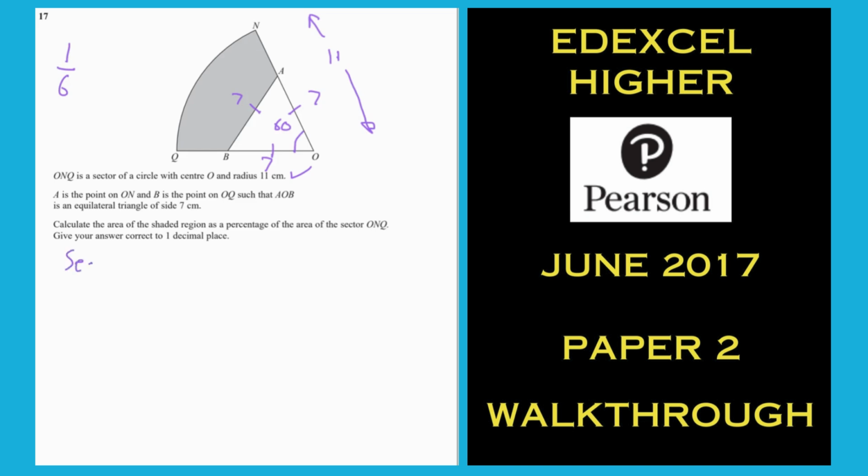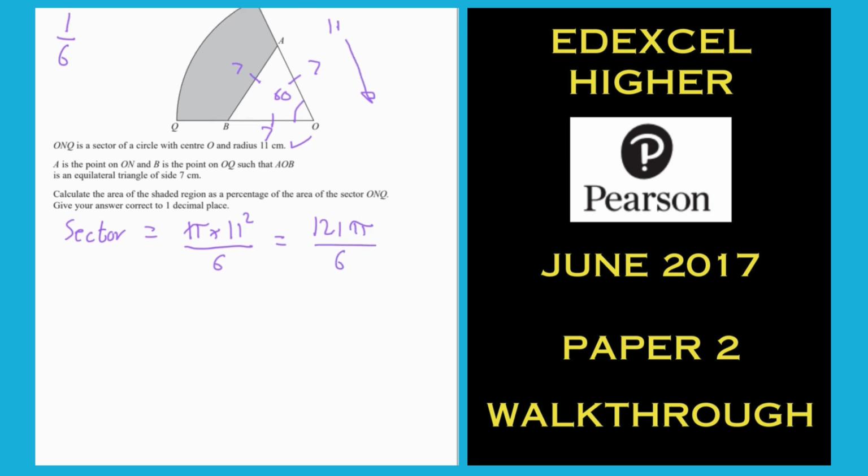Let's do the sector as a whole. So the sector as a whole is pi times the radius squared, but it's a sixth of a circle, so it's over 6. Now it wants the final answer to 1 decimal place, but most calcs nowadays will work in multiples of pi, so let's leave it like that.